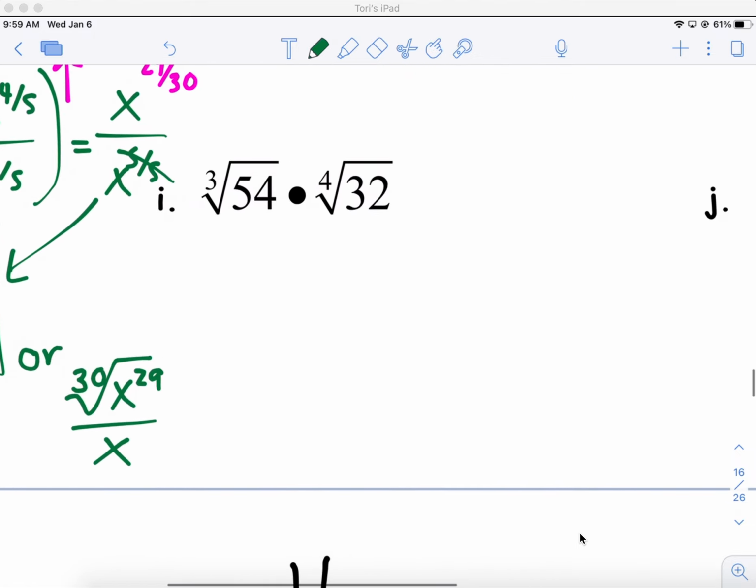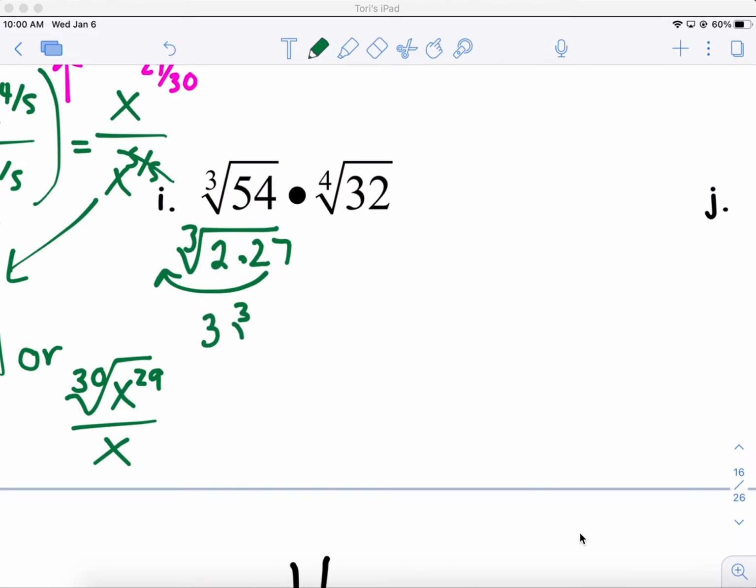All right, moving into I. We do want to simplify first before we put them together. So I'm thinking, are there any cube roots inside of 54? If I divide by a 2, I get 27. So cube root of 2 times 27, that 27 can come out, leaving us 3 cube root of 2.